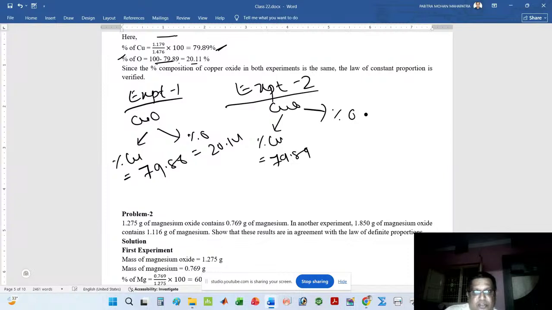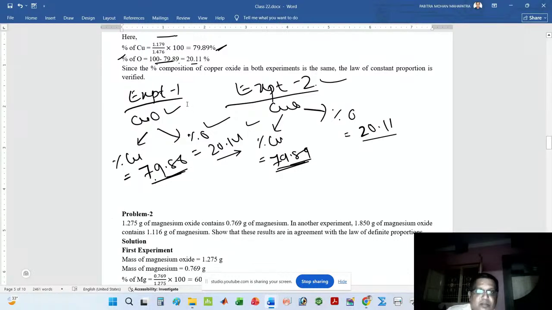Look at that. In the first experiment, copper oxide has copper percentage 79.86. Second experiment, copper oxide has copper percentage 79.89. They are nearly the same to each other. You can say that they are similar, approximately the same. If you compare the percentage of oxygen in the first experiment with the second experiment, in the first experiment, percentage of oxygen is 20.14. In the second experiment, percentage of oxygen is 20.11. They are just similar.